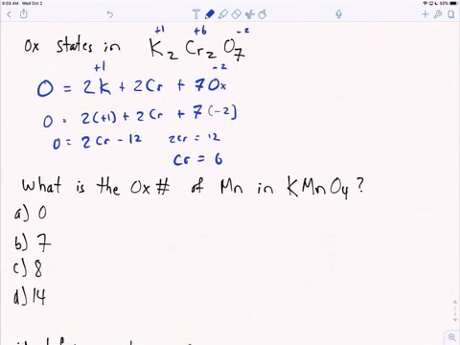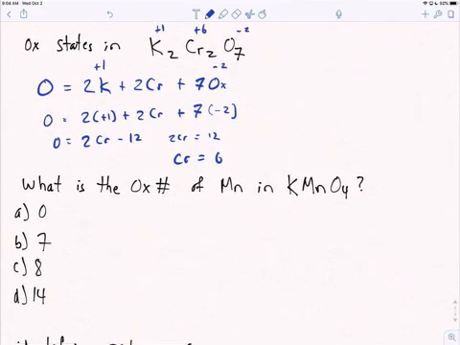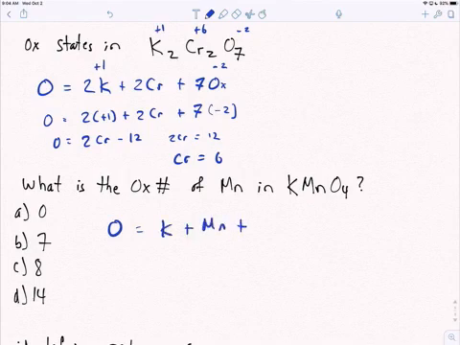Okay, let's see if you follow. What is the oxidation number of manganese in potassium permanganate? I just put OX for oxygen because my 0 is the same thing as my letter O.